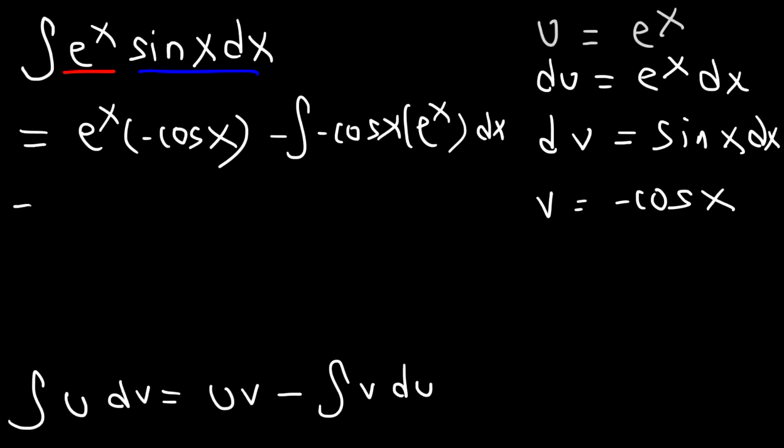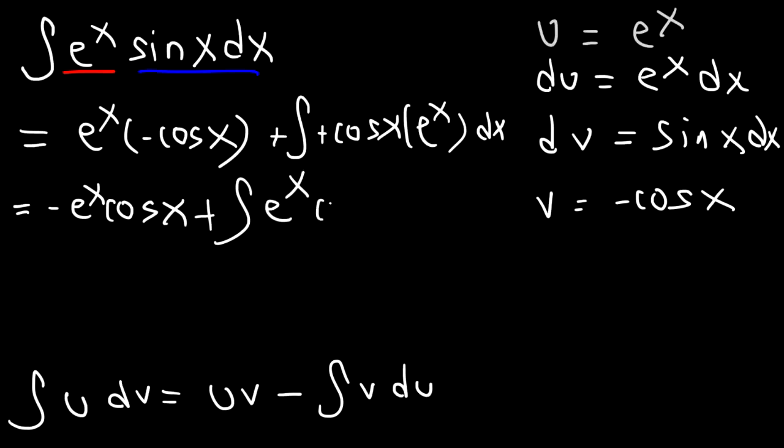So let's rewrite what we have. So we have negative e to the x cosine x, and the two negative signs will become positive, and then plus the integral of e to the x cosine x. Now we need to use integration by parts again on e to the x cosine x.